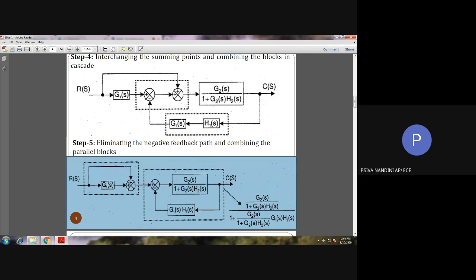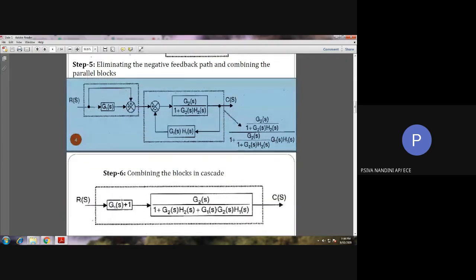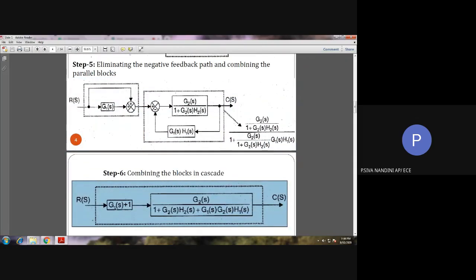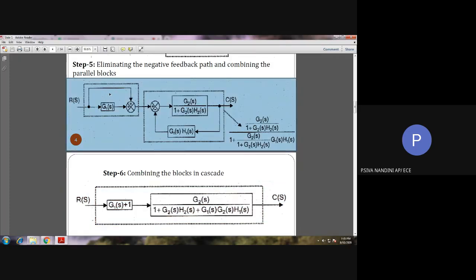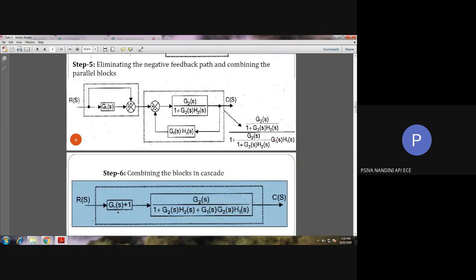So 1 is available with positive sign to the summing point and G1 of S is available with positive sign to the summing point. So what is the rule for combining the parallel blocks? This 1 plus G1 of S can be obtained. That is this parallel path. Here there is no block, so we are taking it as 1. So 1 plus G1 of S will be obtained after solving this parallel block. See here, we have obtained such a block.